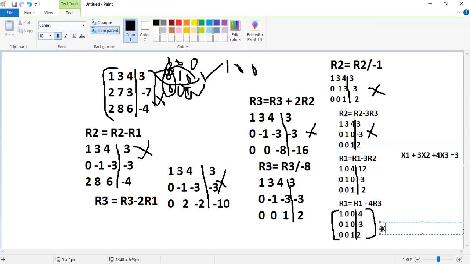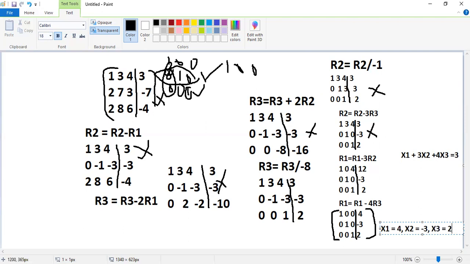That's x1 is equal to 4, x2 is equal to negative 3, and x3 is equal to 2. So put these figures in this equation and see whether you get the result, which is 3. So 4 plus 3 times negative 3 is negative 9, plus 4 times 2 gives us 8, sorry. Then you see we got our 3, you did get that.